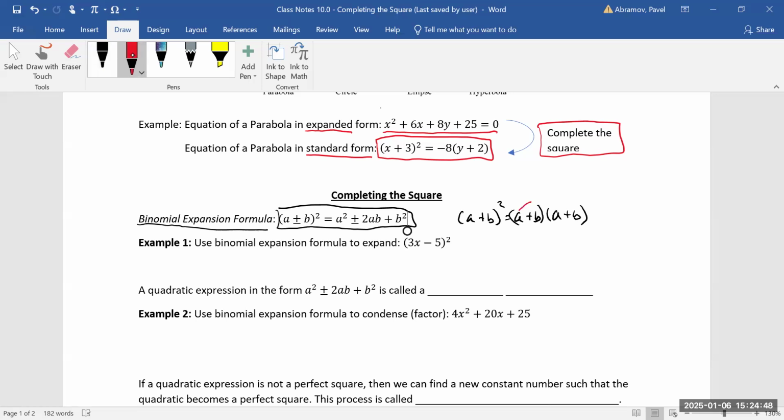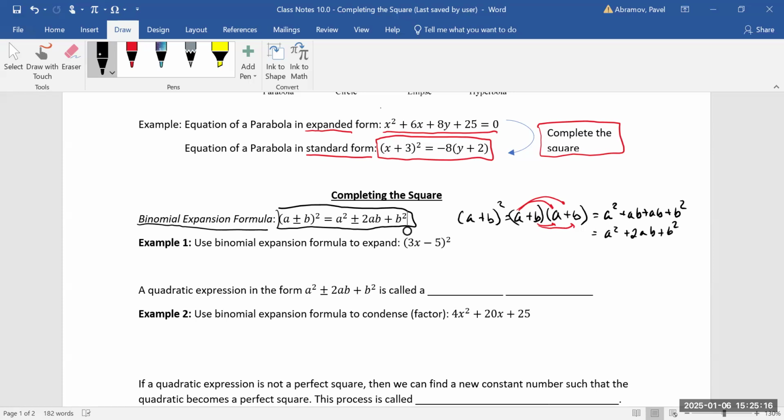So we know that squaring a binomial means we need to multiply it by itself. We, of course, distribute everything. Well, if we distribute everything, then we will end up with a squared plus ab plus ab plus b squared, and overall a squared plus 2ab plus b squared. So knowing this formula helps us to expand binomials a little bit faster rather than multiplying them by themselves.